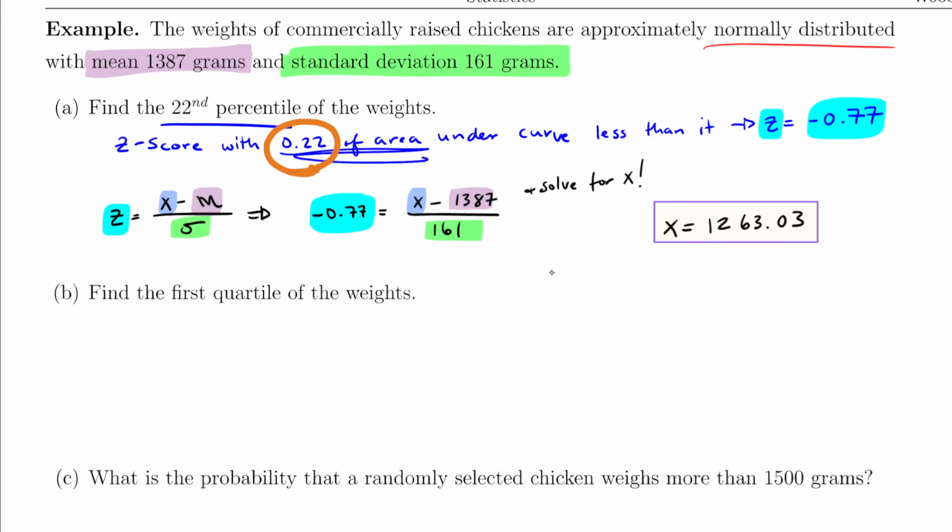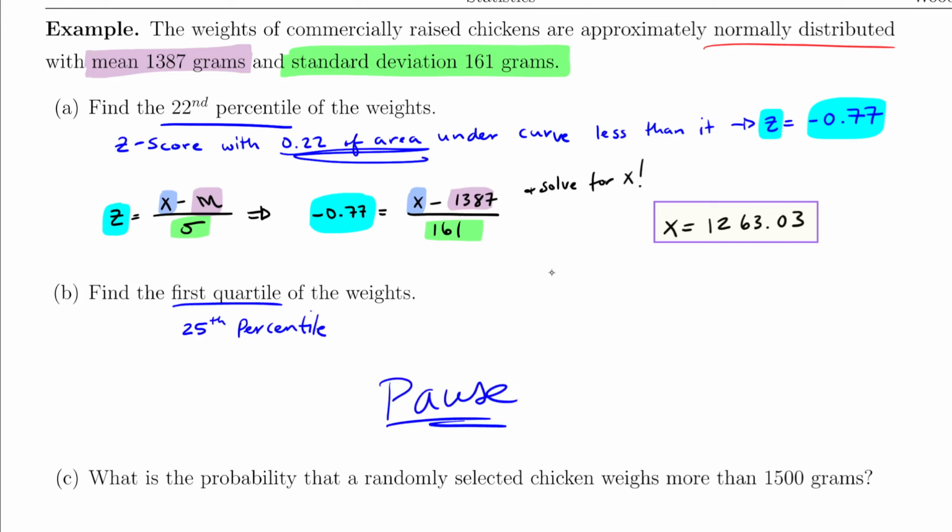Now for the next problem, it says find the first quartile of weights. Here we need to translate that verbal description. Quartile is quarter, so the first quarter corresponds to the 25th percentile. Once we've translated that phrase, this question is much like what we did in part A. Because of that, I encourage you to pause the video and attempt it on your own, then unpause to check your work.